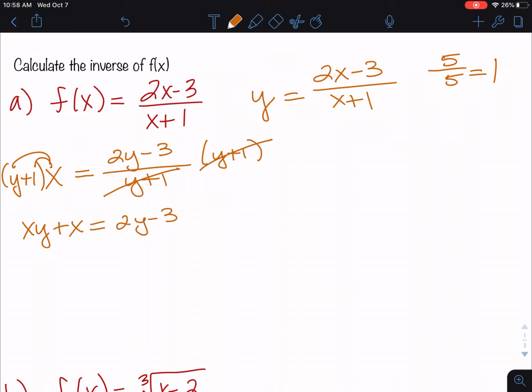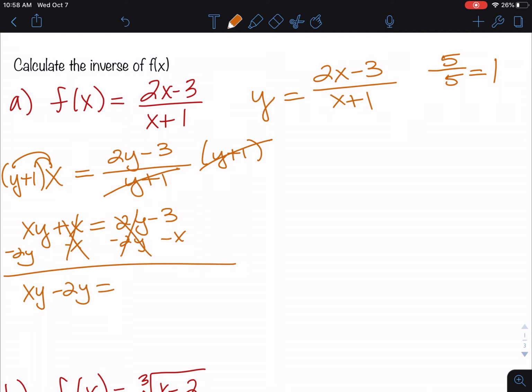I'm also going to distribute this x to this binomial and get a result of xy plus x equals 2y minus 3. My goal is to isolate y, so I'm next going to move all my y terms to one side and everything else to the other. So I'm going to subtract 2y from both sides and also subtract x from both sides. So then I have both my y terms on one side and everything else on the right-hand side. Now I need to get y by itself.